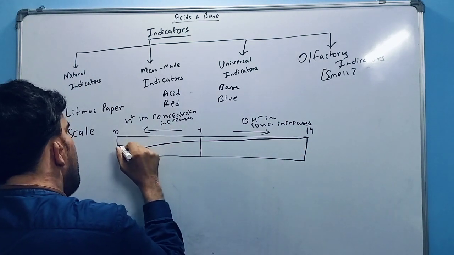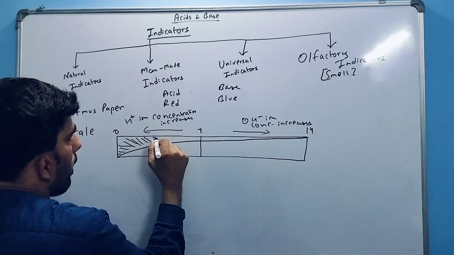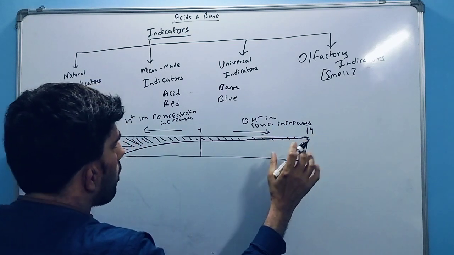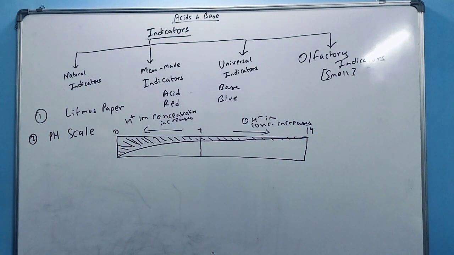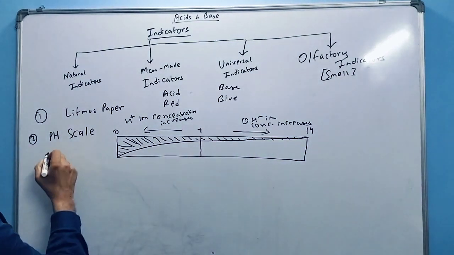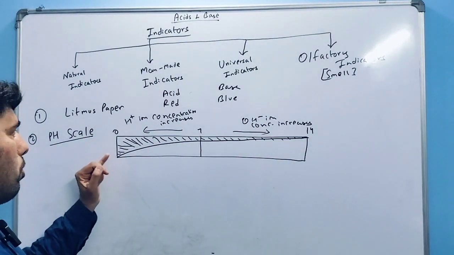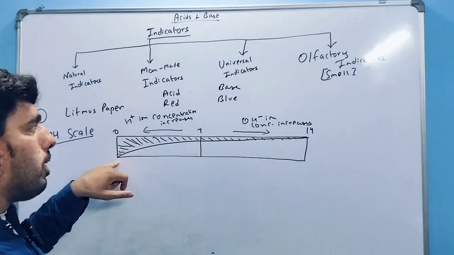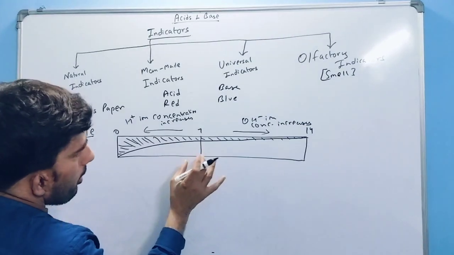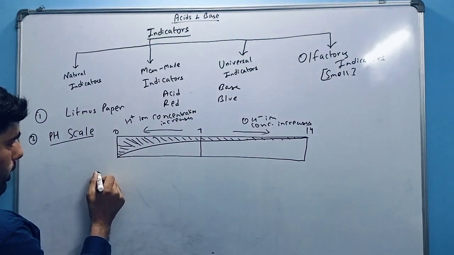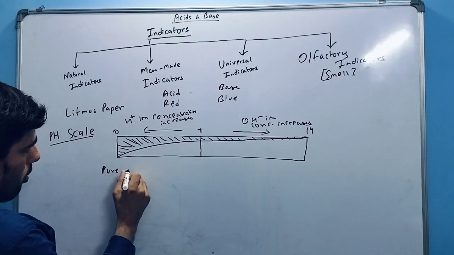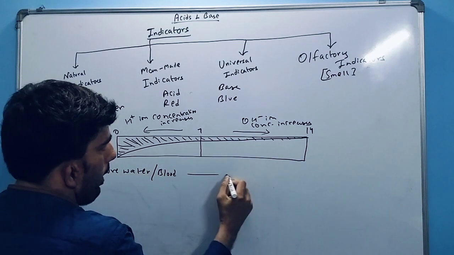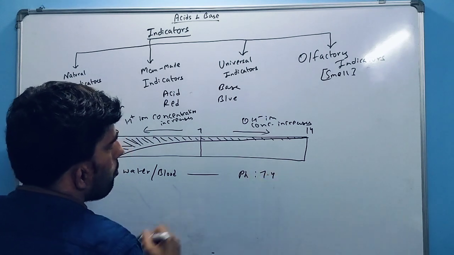So we can show by shading how its color will be dark here, and will become light, or transparent, going to 14. So that is the pH scale, in which color changes as we go toward 0. Here the dark color means a strong acidic solution, and near 7 it is neutral. We can say that pure water or blood has a pH of about 7.4.